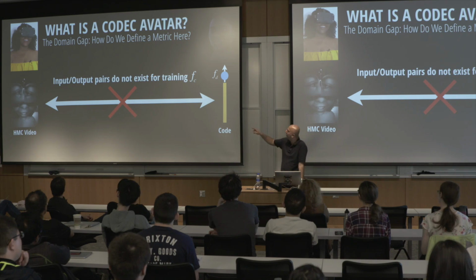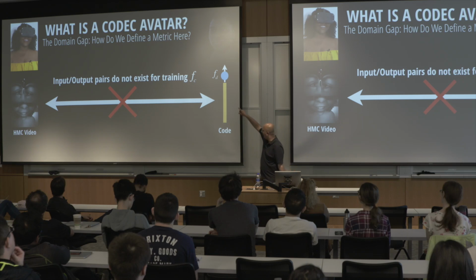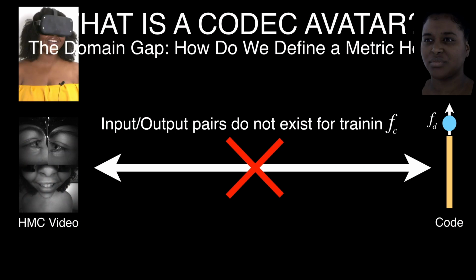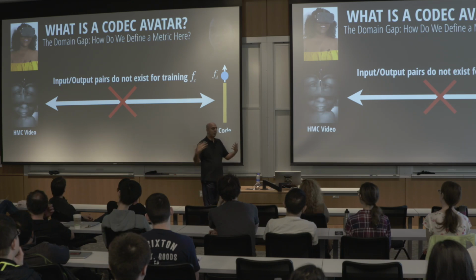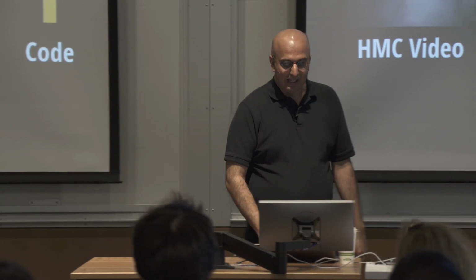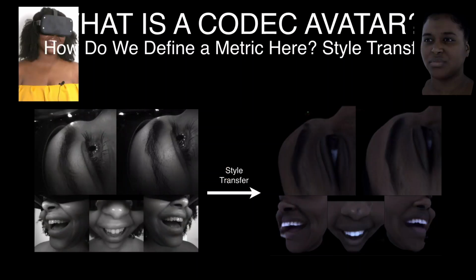So how do we define a metric here? For this bag of codes that we have, which can be produced in Mugsy, our capture system, and for the bunch of HMC video that we can capture, how do we establish correspondence? Our current best answer, and this is still ongoing work and a really important area of research, is to use style transfer.